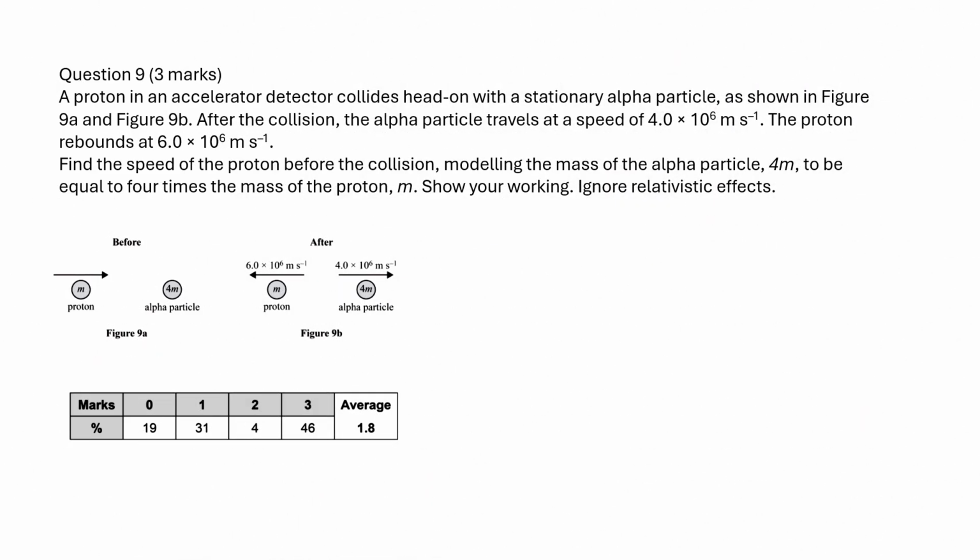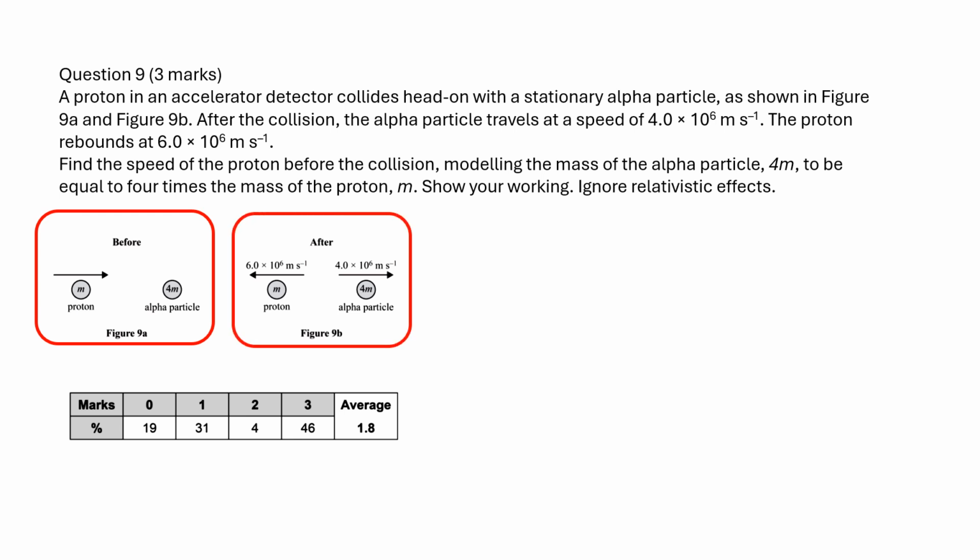A proton collides head-on with a stationary alpha particle. After the collision, the alpha particle travels forward, and the proton rebounds. We know that the mass of an alpha particle is 4 times that of a proton. Please calculate the initial speed of the proton.